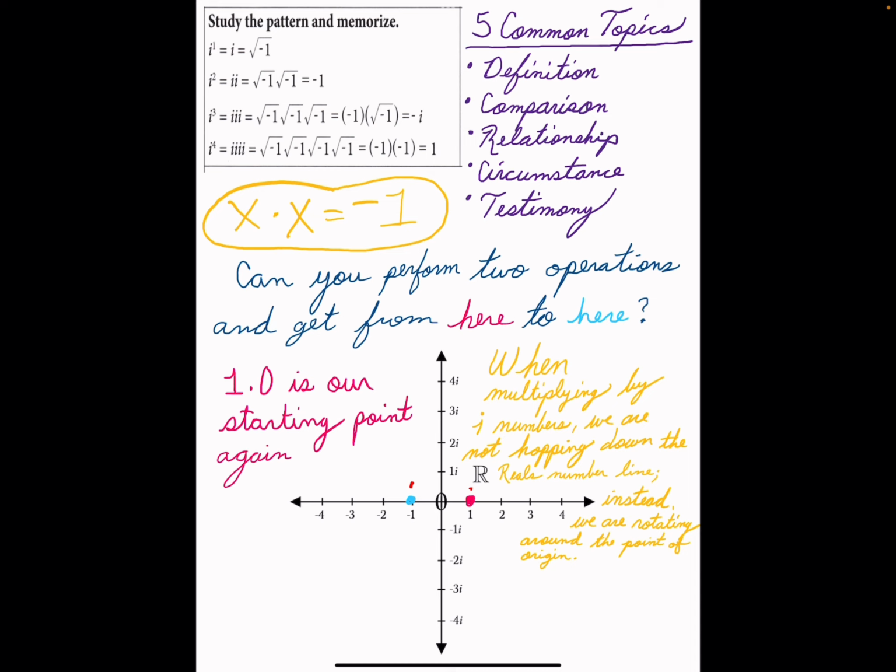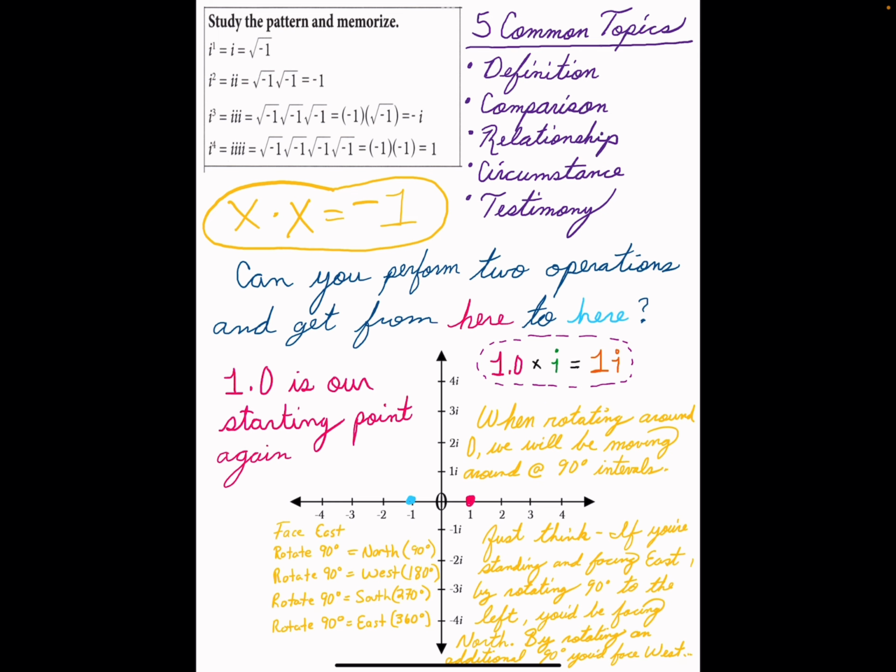When multiplying imaginary numbers, we are not hopping down the real number line or the reals domain number line. Instead, we are rotating around the point of origin. Okay, so let's just start doing it. We're going to start at 1, which is here. And when rotating around 0, we will be moving around at 90-degree intervals.